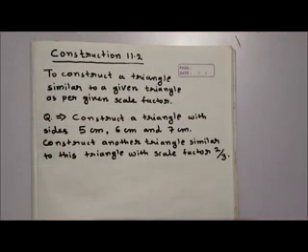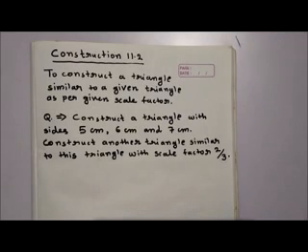Namaskar friends, let's start with construction 11.2: to construct a triangle similar to a given triangle as per the given scale factor. We have a question here. Construct a triangle with sides 5 cm, 6 cm and 7 cm. Now we have to construct another triangle, similar to this triangle, with scale factor 2/3.